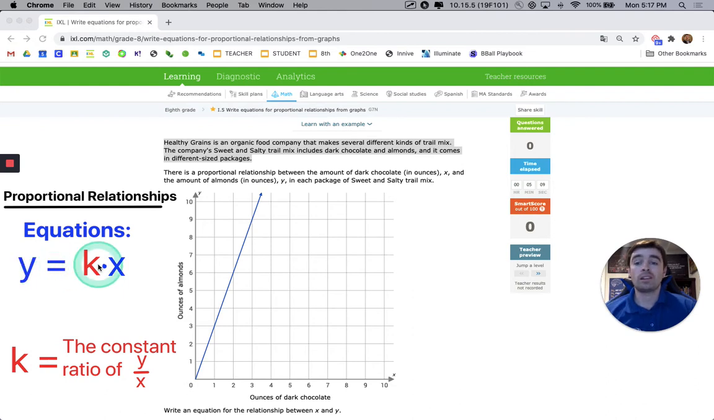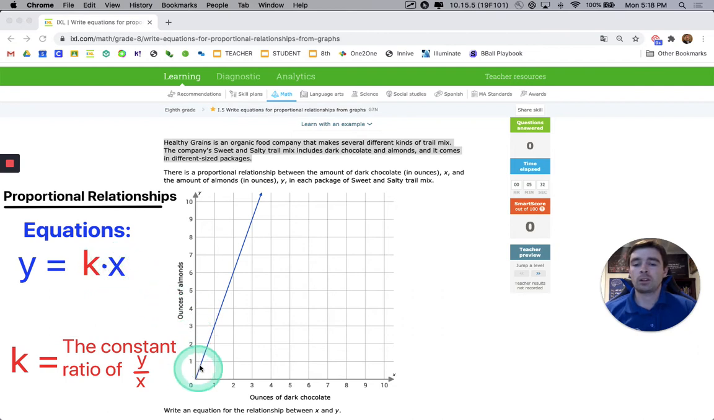So the equations are simple as soon as we know whatever k is. K is our fancy letter for the constant of proportionality. So if you ever see y equals kx, we're just saying every proportional equation takes this form, and whatever the constant ratio of y over x is, is the coefficient, the number you plug in to multiply with x.